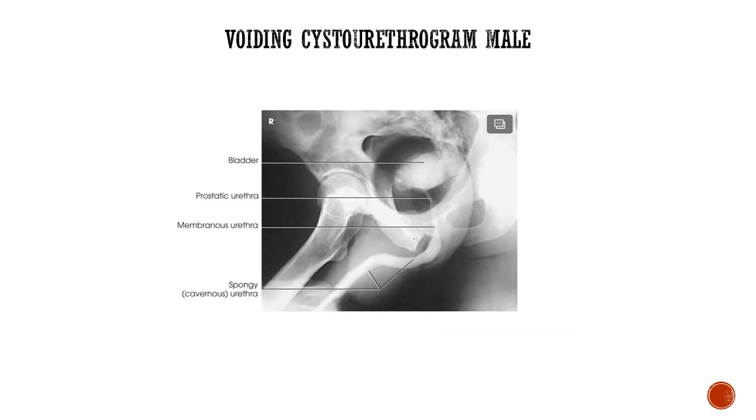And so here's an image showing the voiding cystourethrogram for the male patient in the RPO position, so there's no superimposition of anatomy on the urethra.